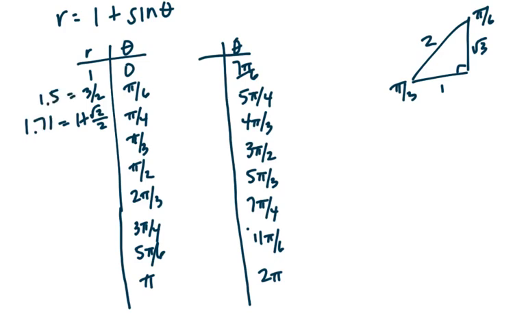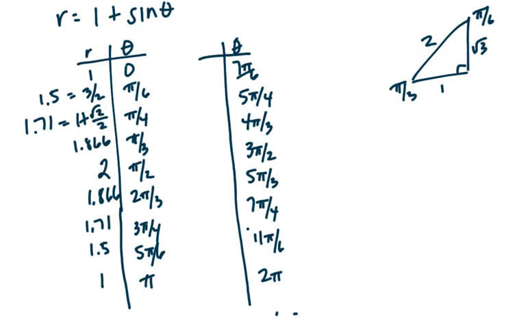So pi over 3 is the square root of 3 over 2, plus 1 is 1.866. I should check that number. The sine of pi over 2 is 1 plus 1 is 2. Now sine is positive in the first quadrant, so this would be 1.866. In the second quadrant as well, this will be 1.71. This will be 1.5. And then at pi, sine would be 0, so that's 1.